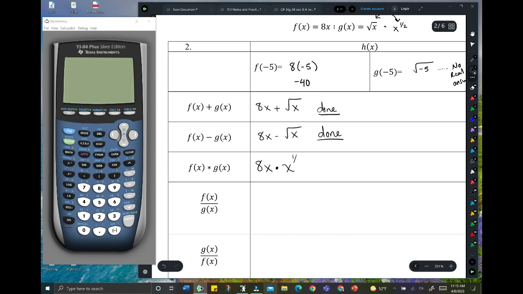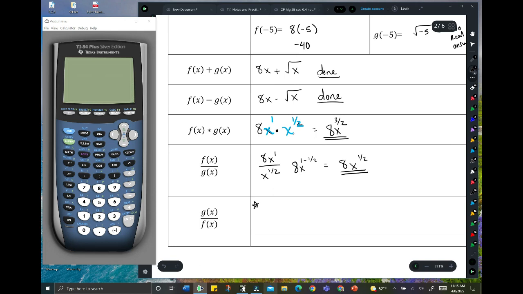Multiplication, we're going to, again, think of the x to the 1/2 power. Now, this is where our stuff from before comes into play, because you would add those exponents. So we're looking at 8x to the 3/2 as our new function. Similarly, with division, remember that we subtract the exponents. So it's 8x to the 1/2 power.